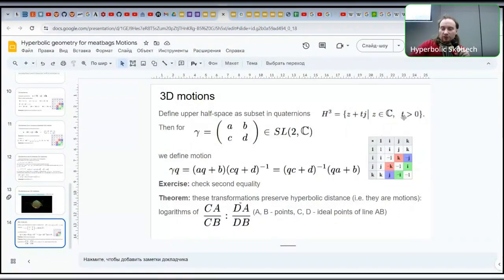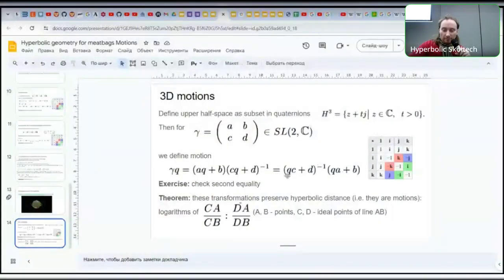And then let's take this complex matrix, with entries in the complex numbers generated by i. Yeah. And then define the motion this way. So we take q from this H3 and then just compute this expression, which is actually equal to this expression. And these transformations preserve... Actually, I forgot. Okay, this is what I will say later.